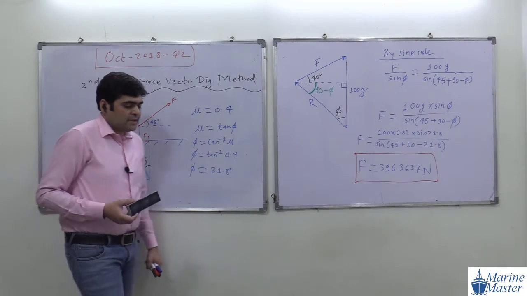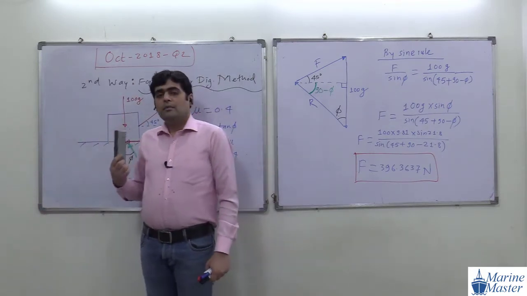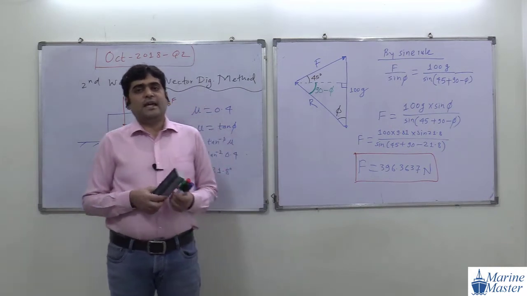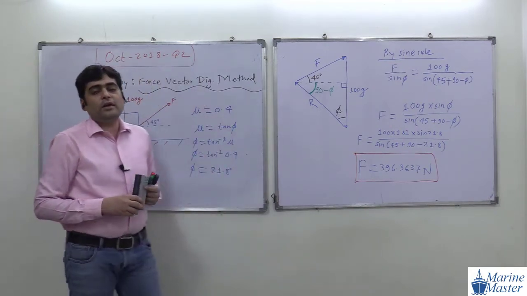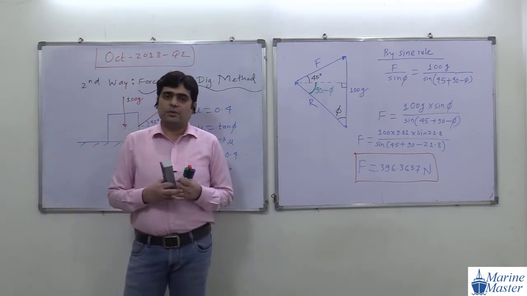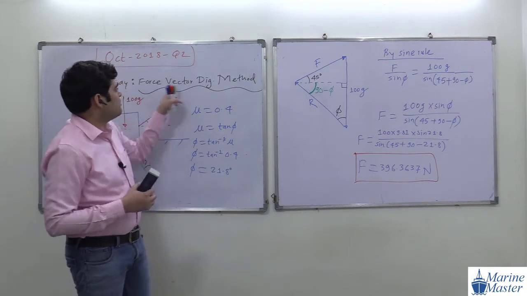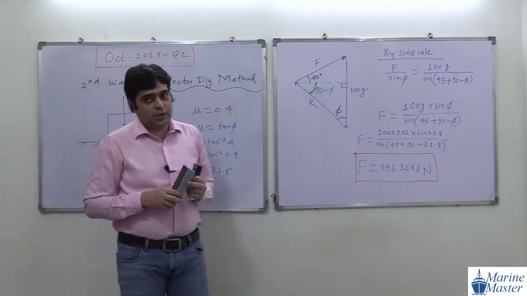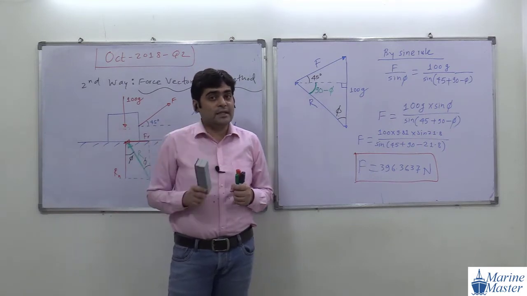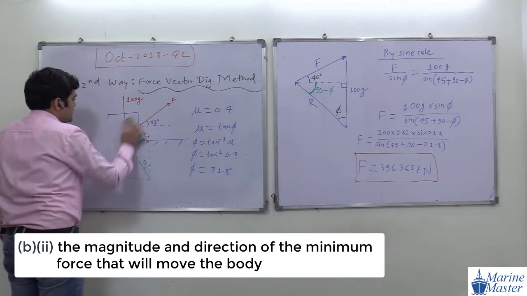Now guys, till now what we discussed in B's first part, they were asking us to calculate the F. For calculating F, we have seen the first method, the equilibrium equation method, and the second method, the force vector diagram method. Okay. Now try to see the scenario. B's second part is quite interesting. What are they asking us in B's second part?